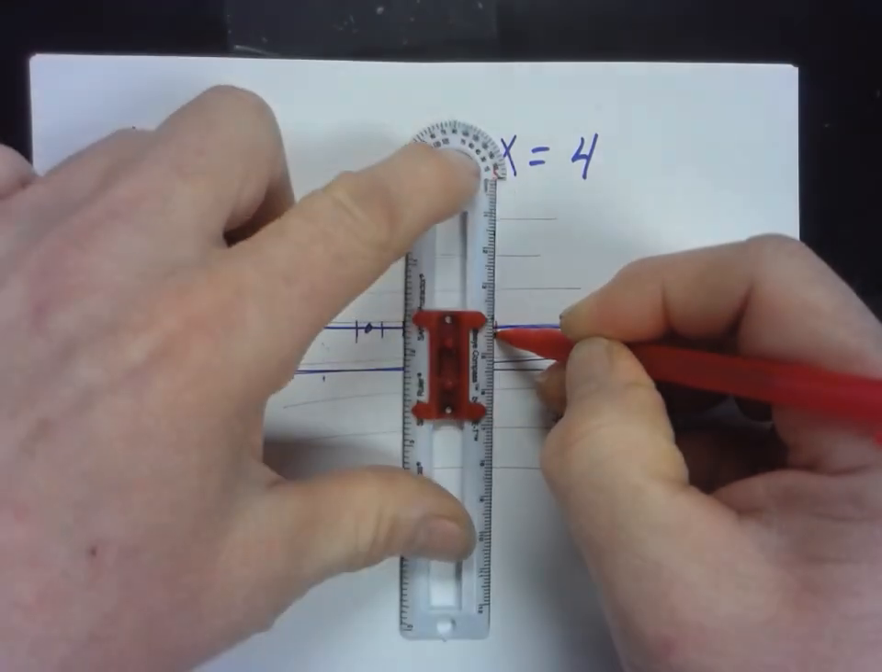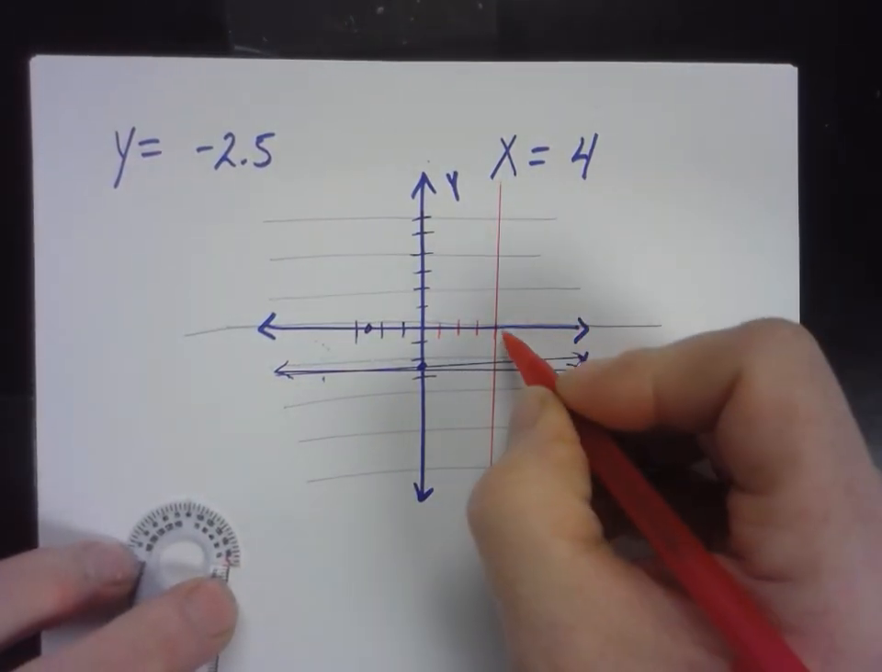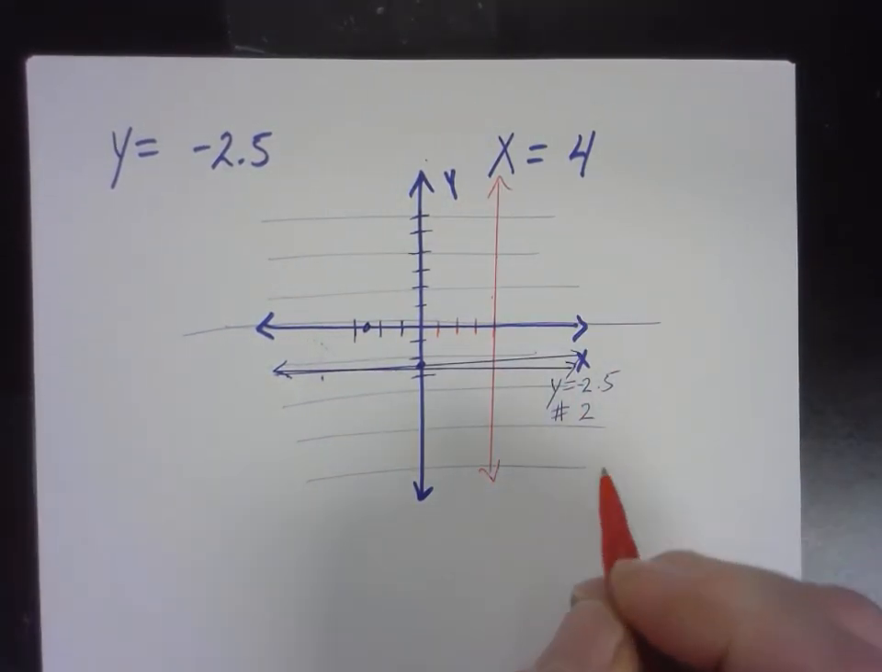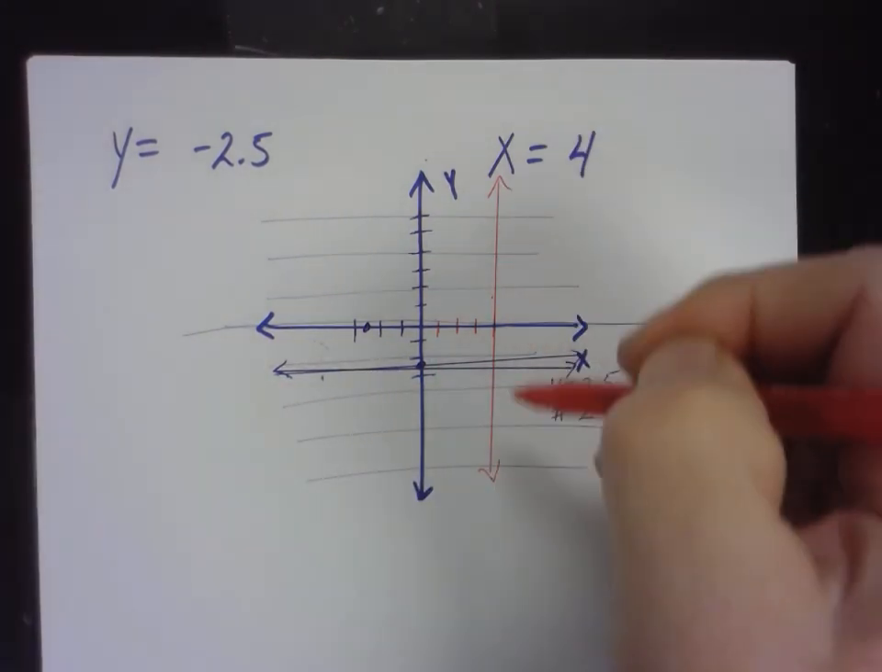So it's not a function, because no matter what, you can put 4 in and get different outputs. Wait, but it is a line. Its slope is undefined. It's not a function, but it is a line when we graph it. It's just a vertical line.